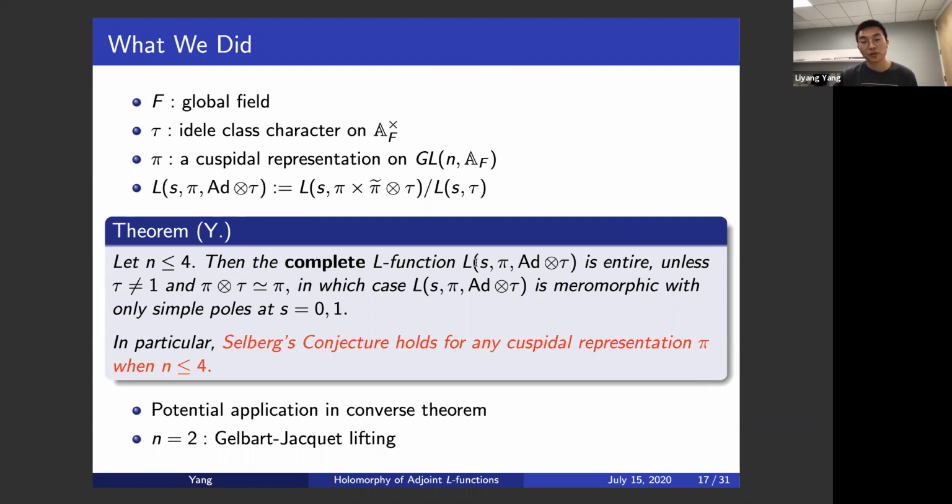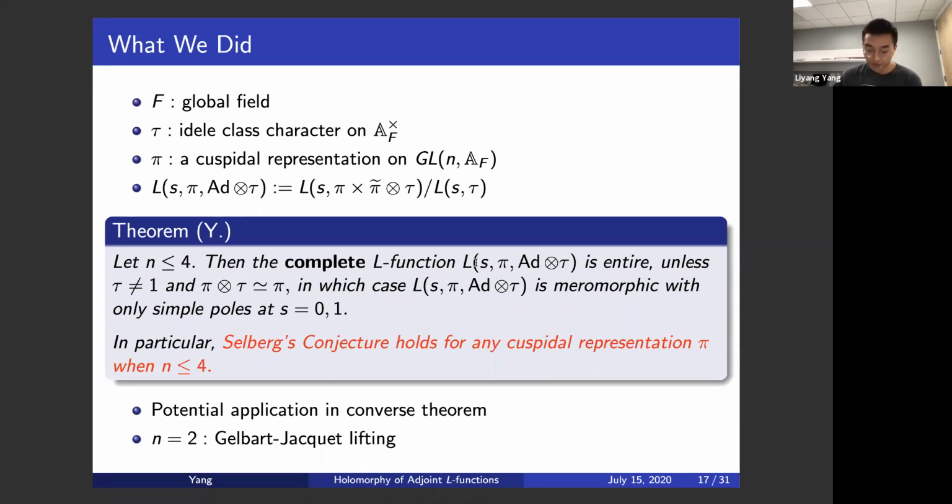And in GL2, this will be enough to give you the Gelbart-Jacquet lifting. And for higher rank, of course, this is not sufficient. But if you assume a very strong converse theorem of Piatetski-Shapiro, which says roughly that the characteristic would be enough, then this would in principle give you the adjoint lifting for GL3 and GL4. So in principle, this should have some applications in Langlands functoriality. But those are all big conjectures.